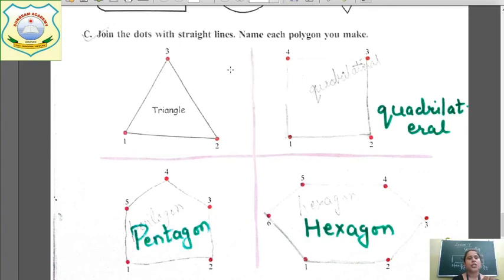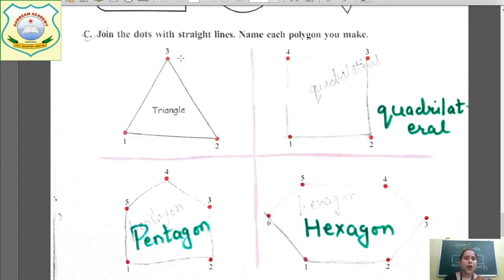Now come to the next question. Your next question is question number C. Join the dots with straight line. Name each polygon you make. First one is done for you. You have to join the dots. You have to join the dots with the help of scale and pencil. Make use of scale in geometry. Don't dirty your book or notebook.